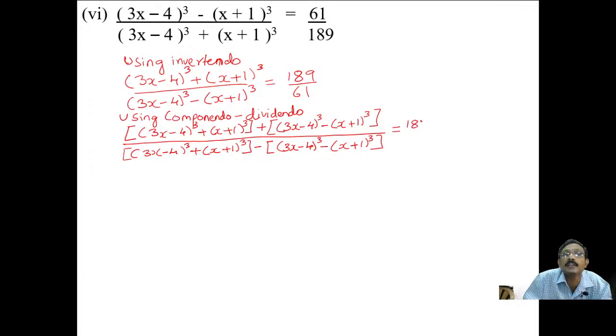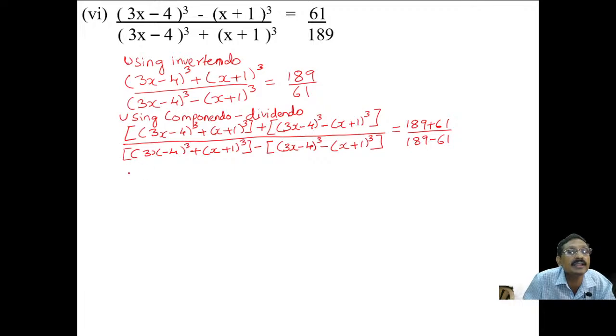Which is equal to 189 plus 61 upon 189 minus 61. Now what is our next step in doing this? We have to open these brackets. While opening these brackets, we have to take care of the signs over here. So let us open the bracket step by step and see.